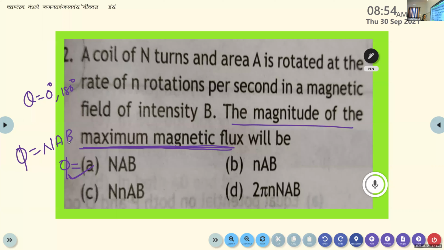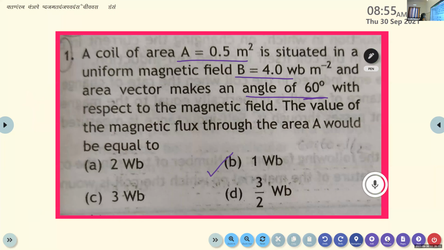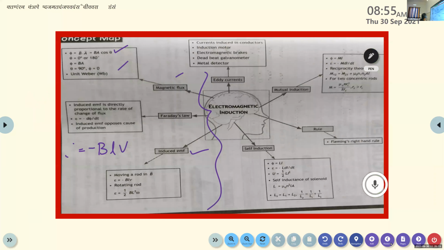Now just imagine the angle between A and B is 90 degree. They are mutually perpendicular. Then it becomes cos 90. What is the value of cos 90? Cos 90 is equal to 0. Then what will be the entire value of magnetic flux? Magnetic flux will become 0. So the condition for the maximum magnitude of magnetic flux is either 0 degree or 180 degree. That is what we discussed in the previous slide.